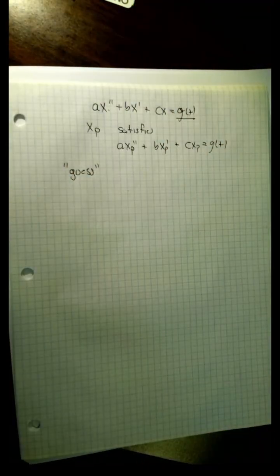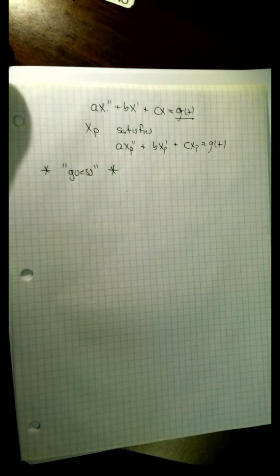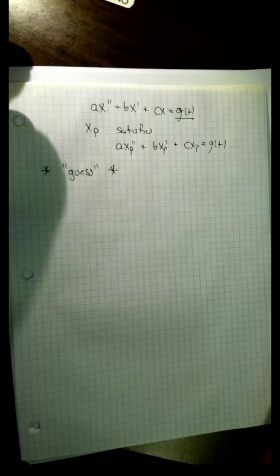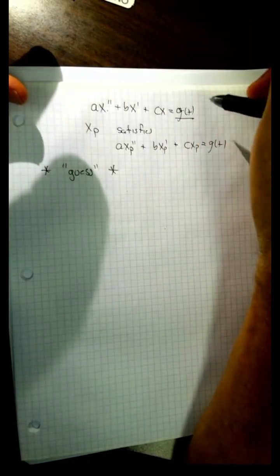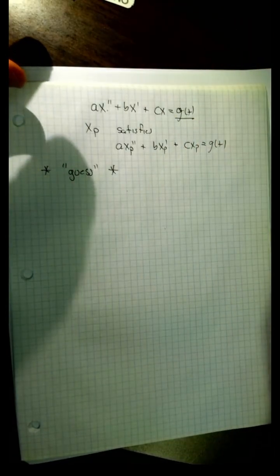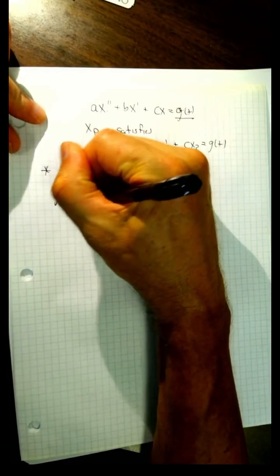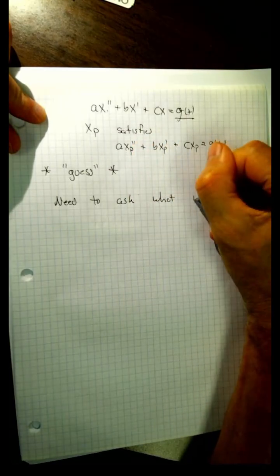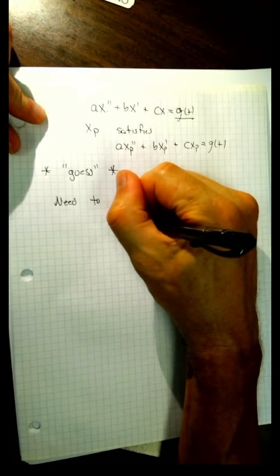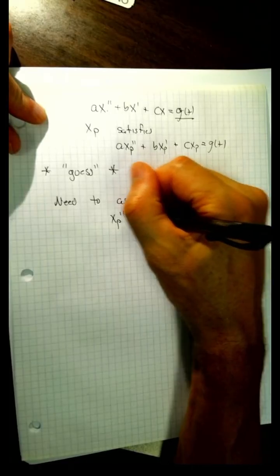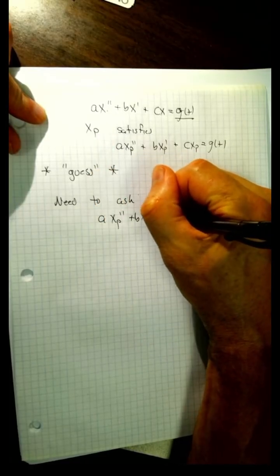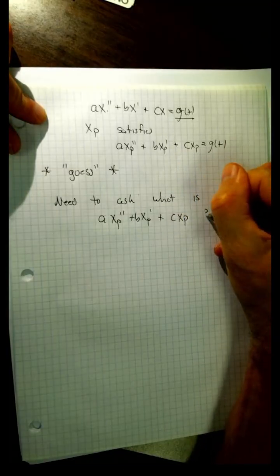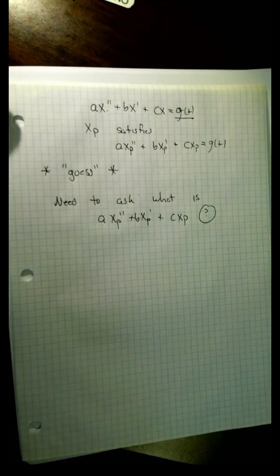The first thing we're going to do is something called the method of undetermined coefficients. And it's basically, you're going to guess something, but you're going to guess things in the most general form and ask, how can I plug something in and get g of t in the end? And you've got to shift your thinking to think about what happens. So a x p double prime plus b x p prime. What does this actually mean and what's going on?